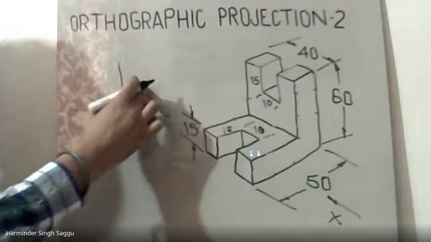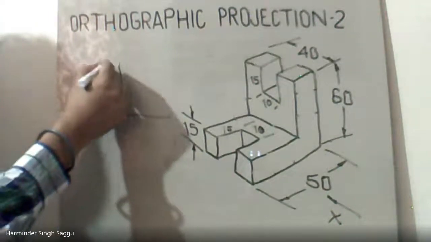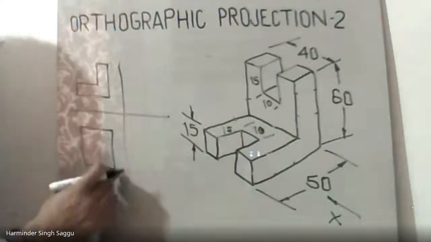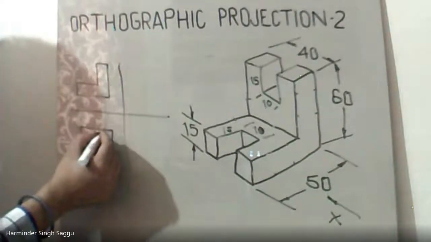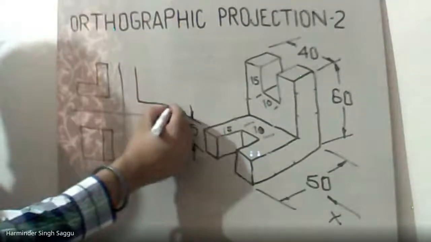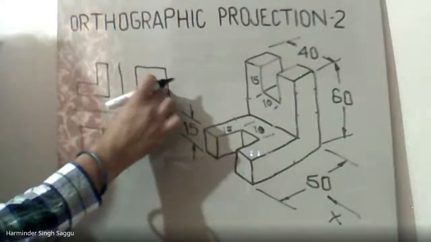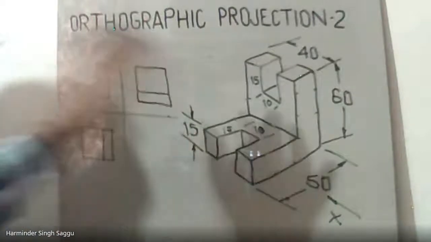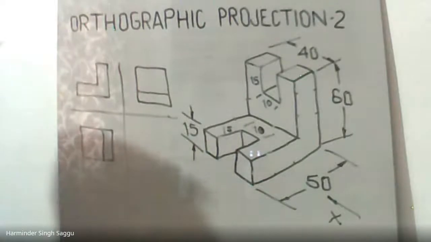Front, top, and left. This is its front. This is its top. And this is its side. Left side view drawn on right of front. Right, without any slots, these are the front, top, and side view without slots.